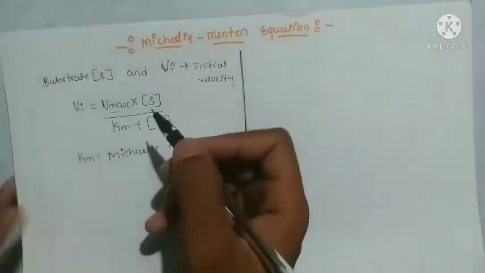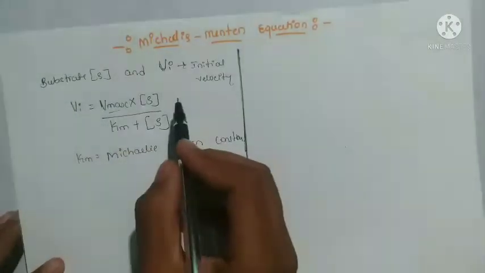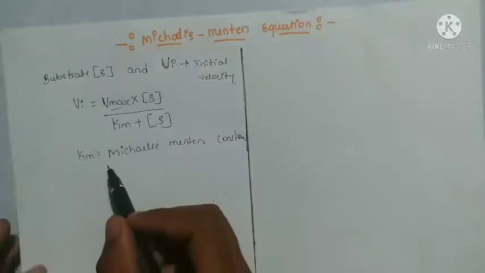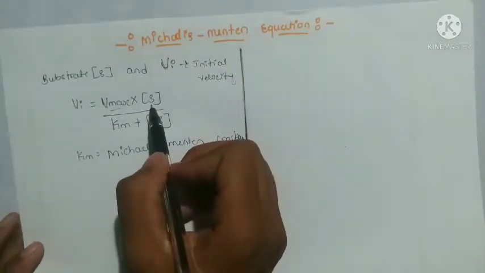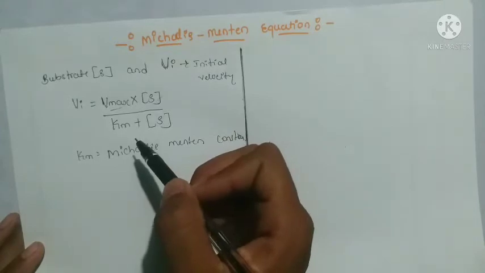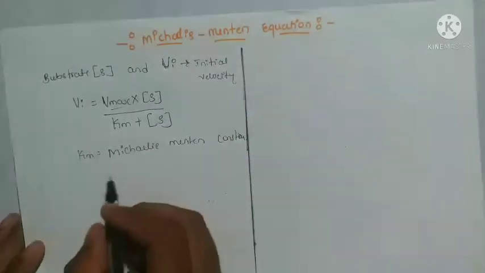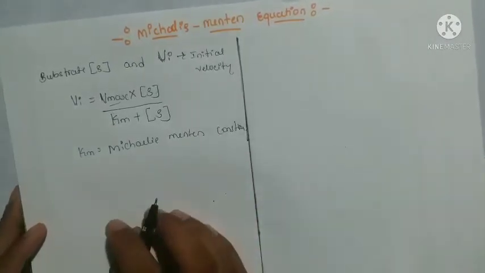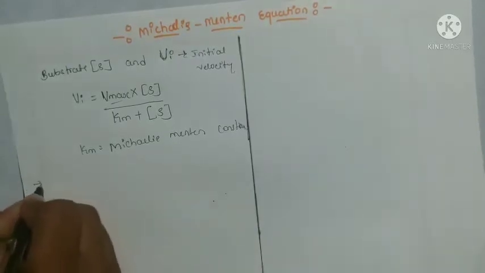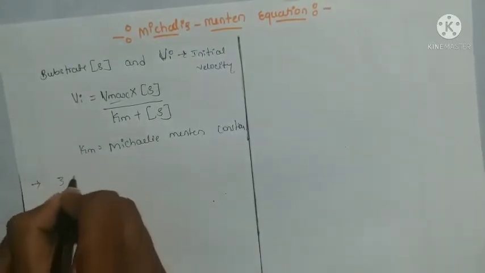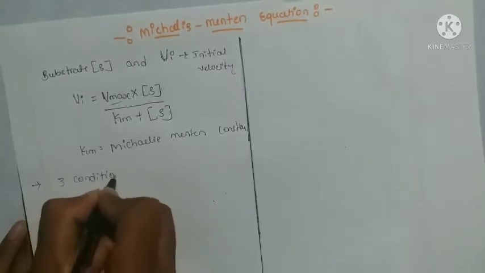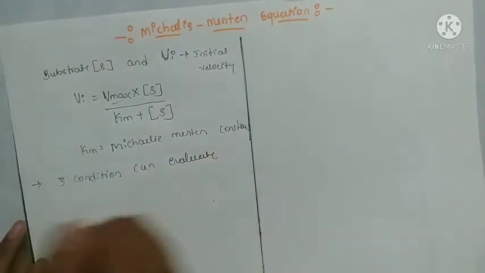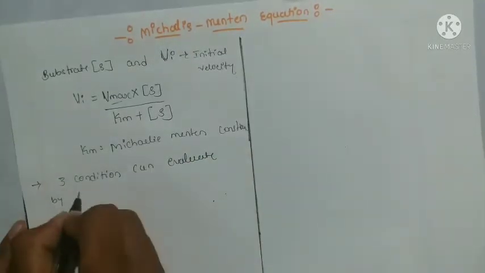And V maximum is the maximum velocity, Vi is the initial velocity, and S is the substrate concentration. Here, when the substrate concentration equals Km, the velocity of the reaction is half of the maximum velocity. Therefore, mainly three conditions can be evaluated by the Michaelis-Menten equation.